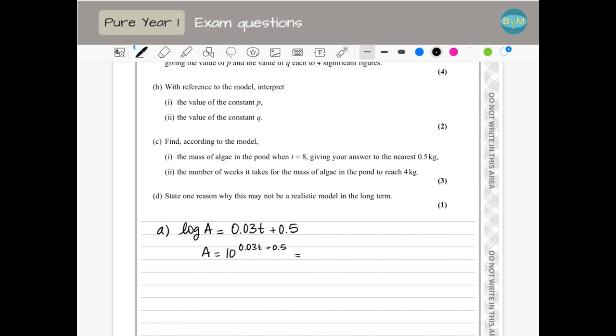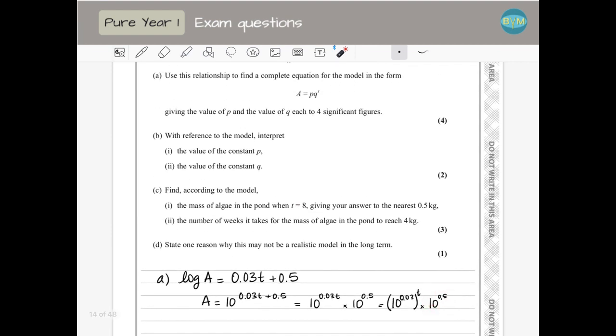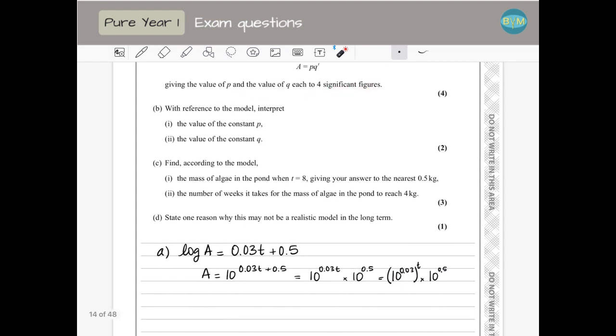And now I just use the index laws. This is going to be 10 to the power of 0.03t times 10 to the power of 0.5. And this bit here is the same as having 10 to the power of 0.03, to the power of t. Remember, we multiply the exponents in that case. And now it looks like what we need. We have a number here that is going to be my p, and then another number here, which is going to be my q to the power of t. So this is p, this is q. We just need to find p and q to four significant figures.